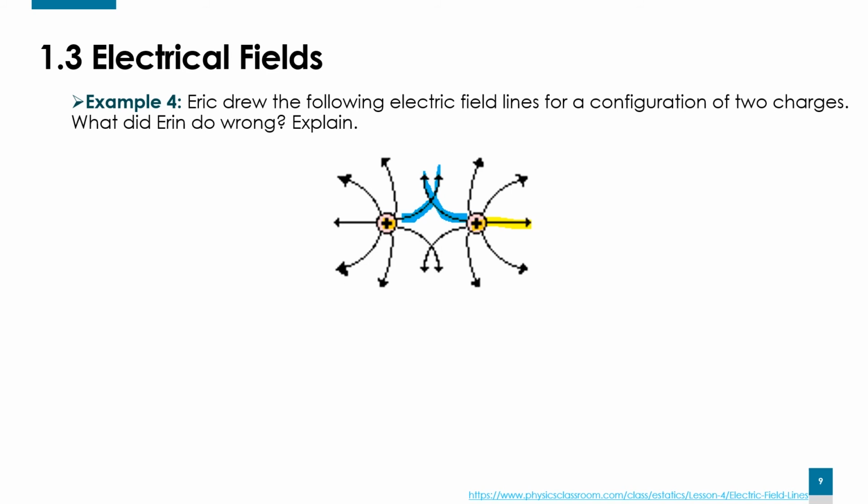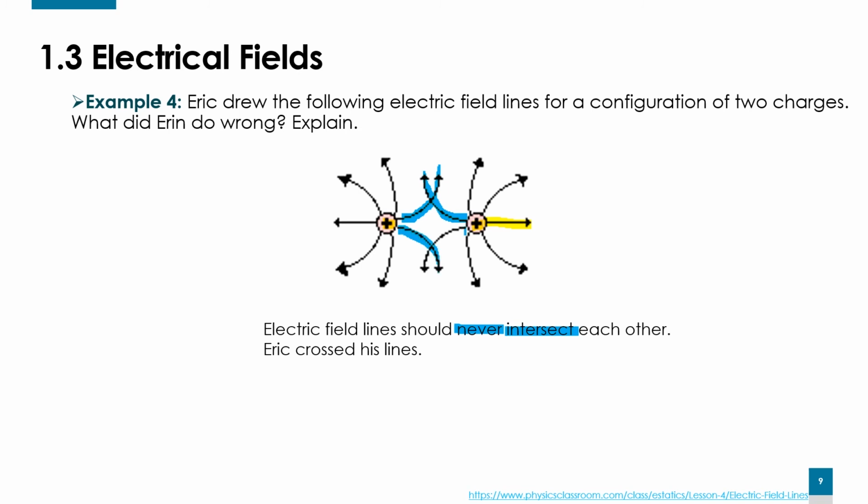Should they cross like that? No. When you represent a field, you always give the lines space. You don't cross them, okay? Don't draw like that. Electric field lines should never intersect each other. They should never intersect, okay? So Eric crossed his lines. That's the mistake here. He drew positive charges with lines moving away, but he crossed two lines. You should not do that. When you are drawing, you should give them space.